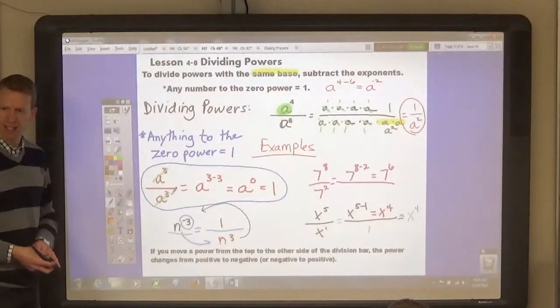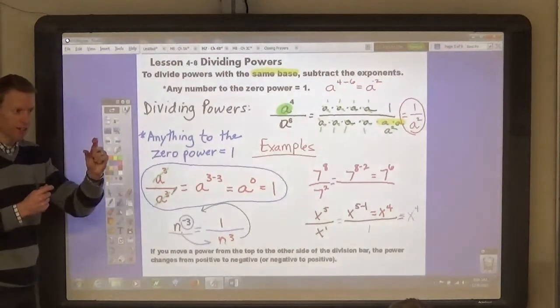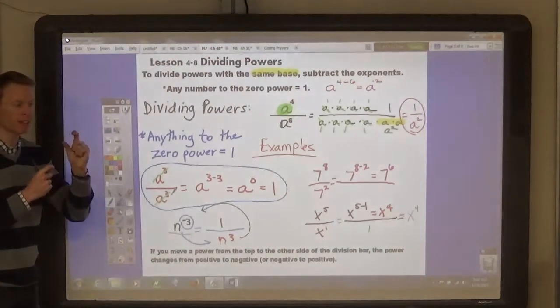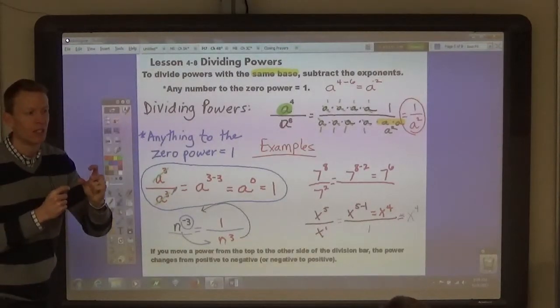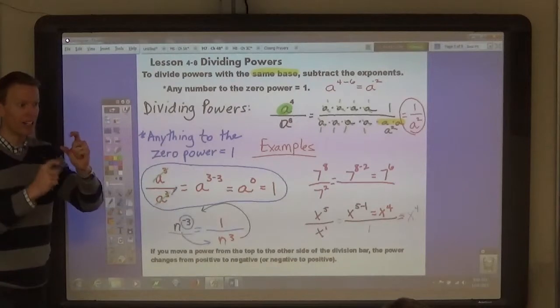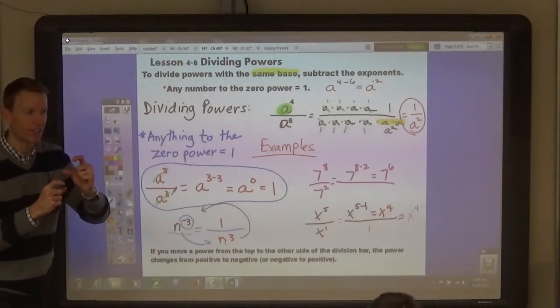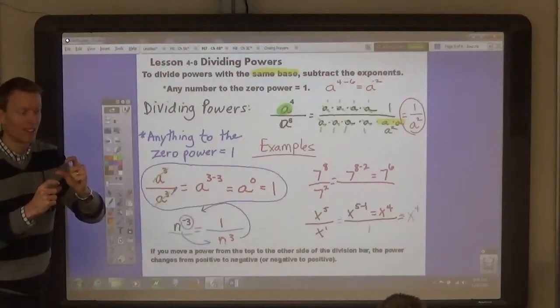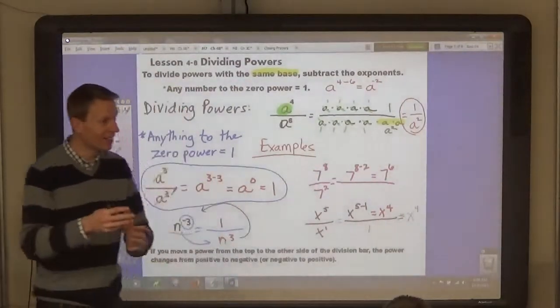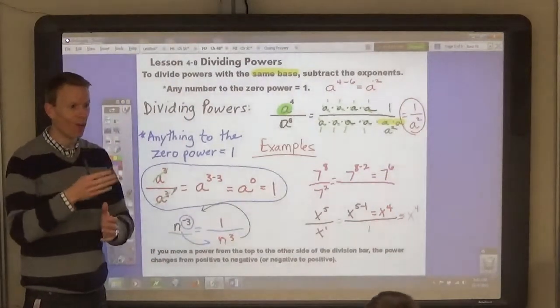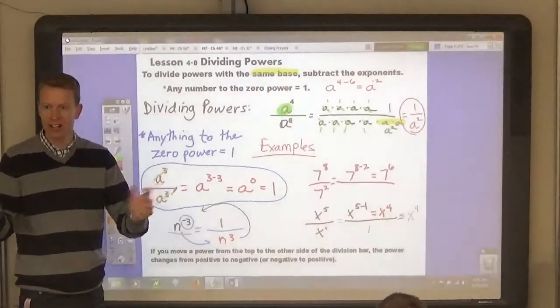That makes sense, doesn't it? A divided by a is 1. What's a divided by a, Max? A divided by a would be 1. What's another a divided by another a? It'd be 1 times 1 times 1 times 1, which is 1.